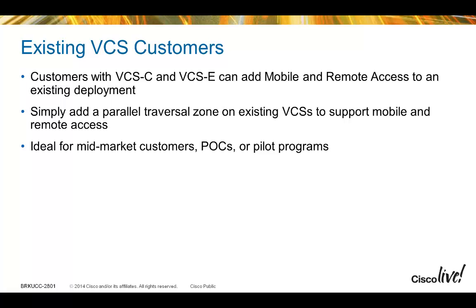If I put two and two, would I then get 200 and 800? Yeah, so the question was around scale within the cluster, right? If I have one Expressway C and E, medium OVA, I've got 100 video calls. If I have two C and E's in a cluster, then I can do 200 video.